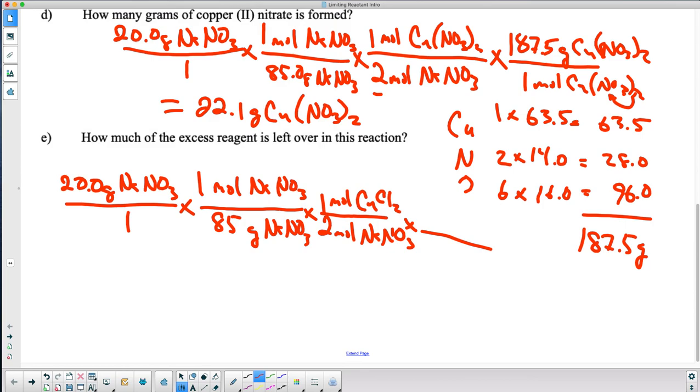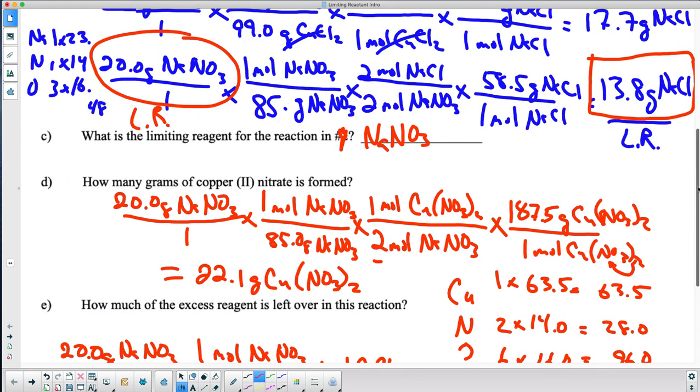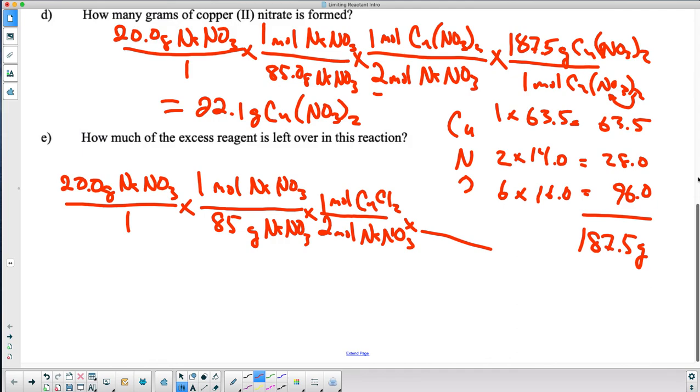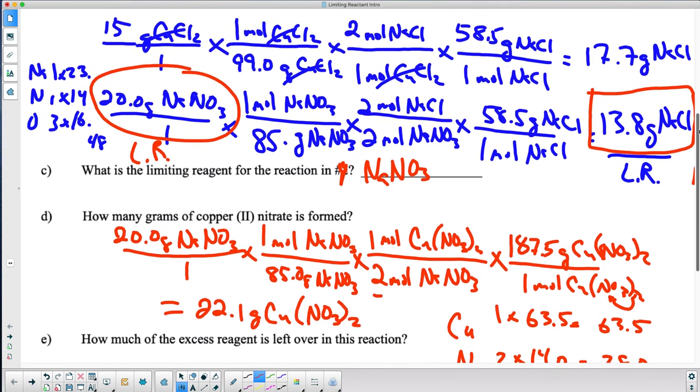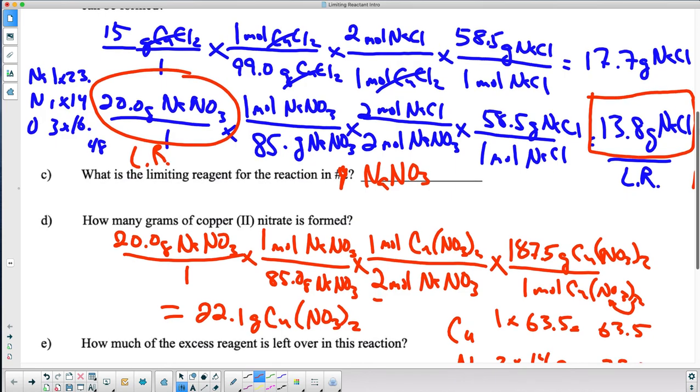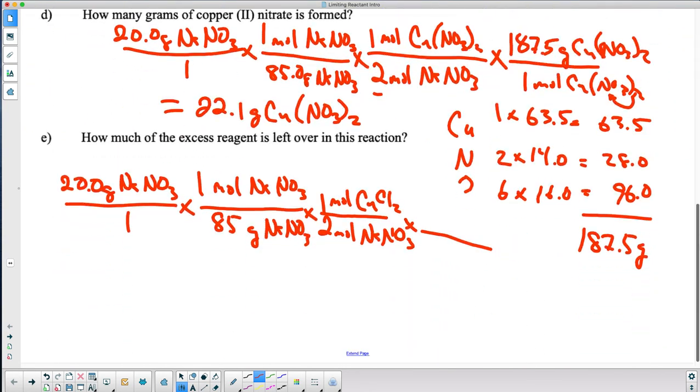What is my number? I'm going to move up so I can see what my 1 mole is. 99.0, that's the number I needed. So that means that 1 mole of CuCl2 is 99.0 grams of CuCl2.